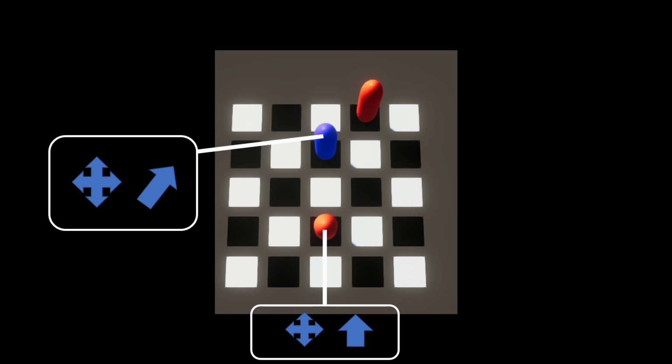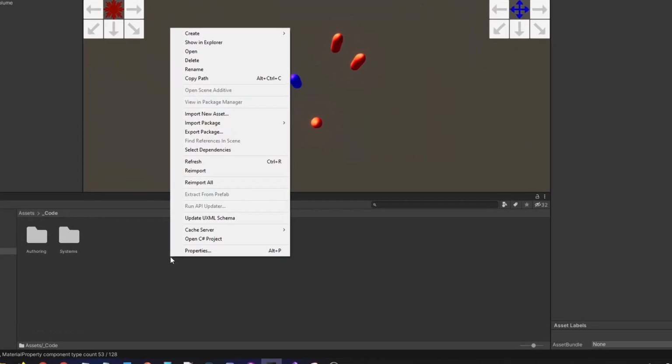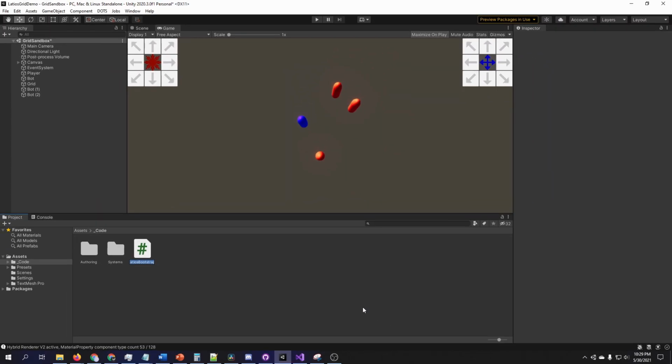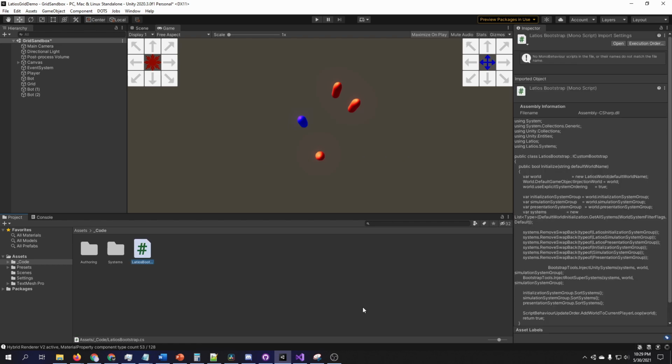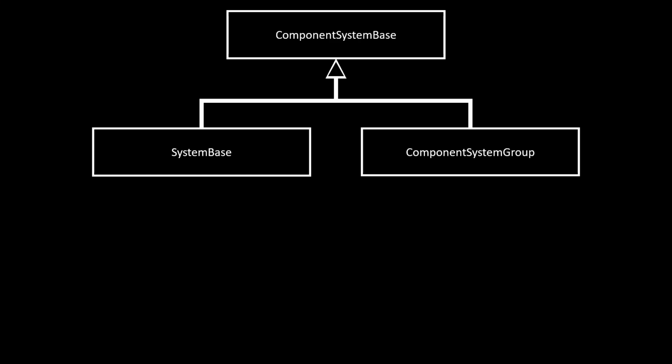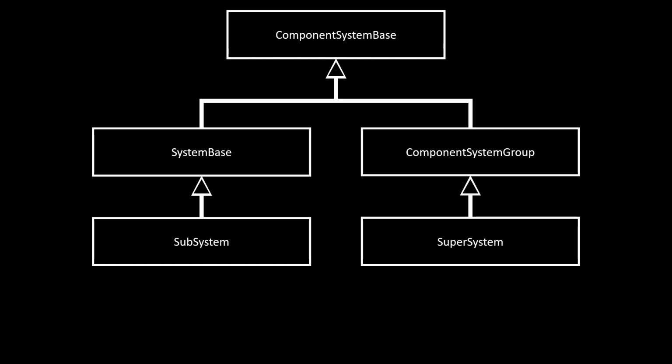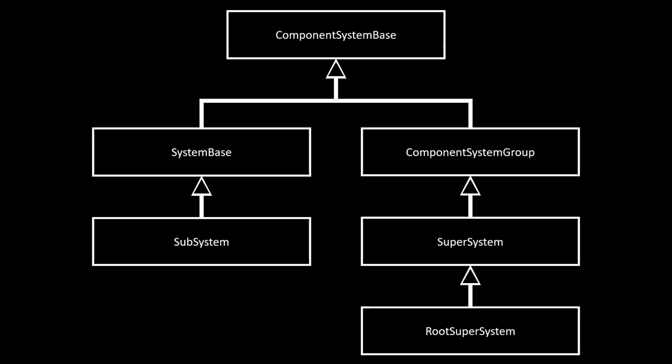Fortunately, there's another way to control system order using the Latios Framework. We can enable it by creating a Latios Bootstrap explicit workflow. With this bootstrap, only Unity systems, core systems, and a special type called root supersystems are added by default. What are root supersystems? Well, you know how Latios Framework has a special subclass of SystemBase called Subsystem? It also has a subclass of ComponentSystemGroup called Supersystem, and RootSuperSystem is just a subclass of that.